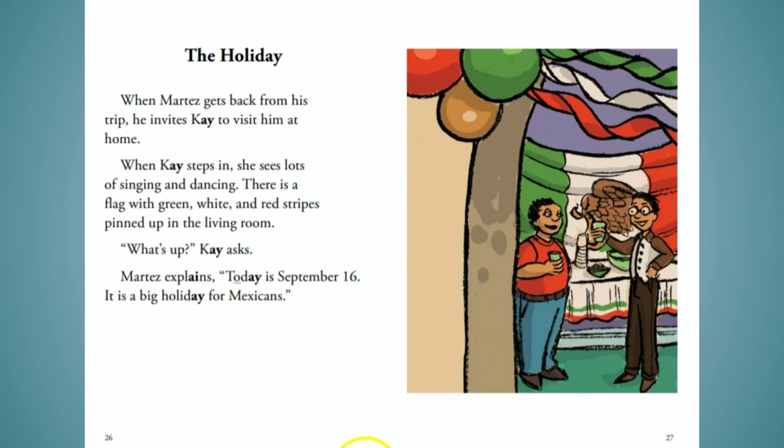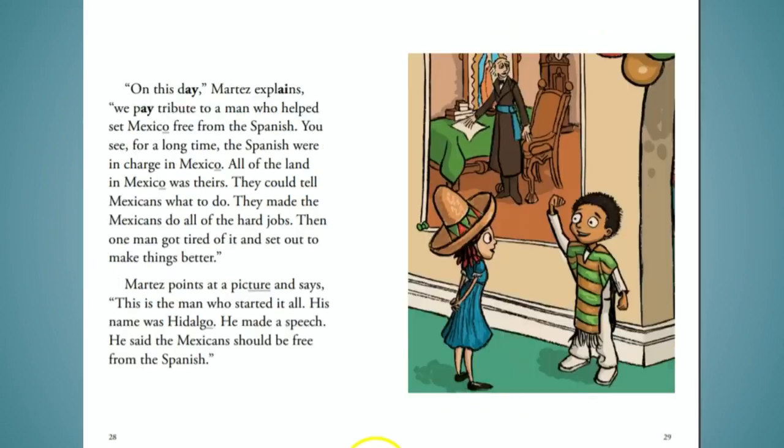The Holiday. When Martez gets back from his trip, he invites Kay to visit him at home. When Kay steps in, she sees lots of singing and dancing. There is a flag with green, white, and red stripes pinned up in the living room. "What's up?" Kay asks. Martez explains, "Today is September 16th. It is a big holiday for Mexicans. On this day," Martez explains, "we pay tribute to a man who helped set Mexico free from the Spanish. You see, for a long time, the Spanish were in charge in Mexico.